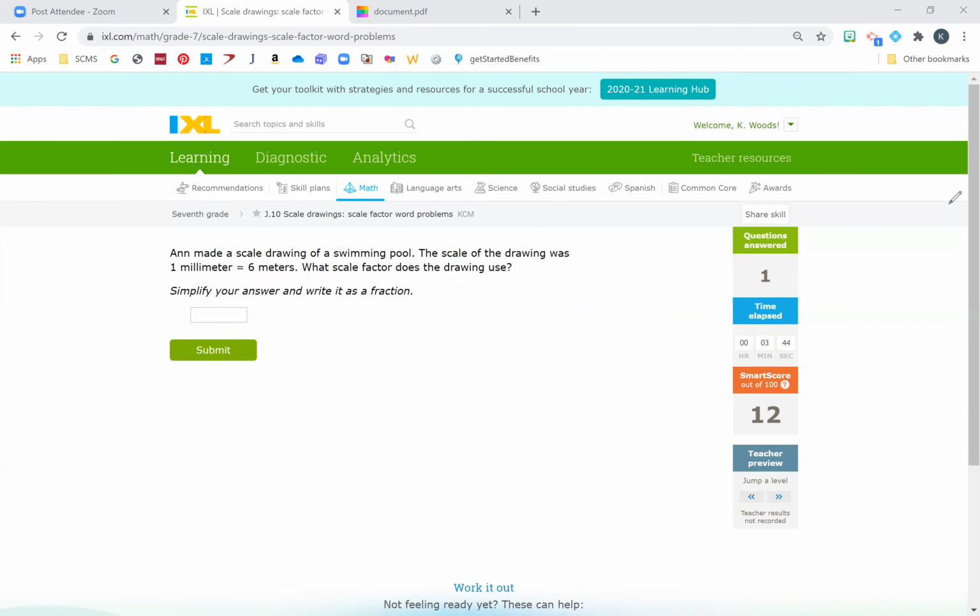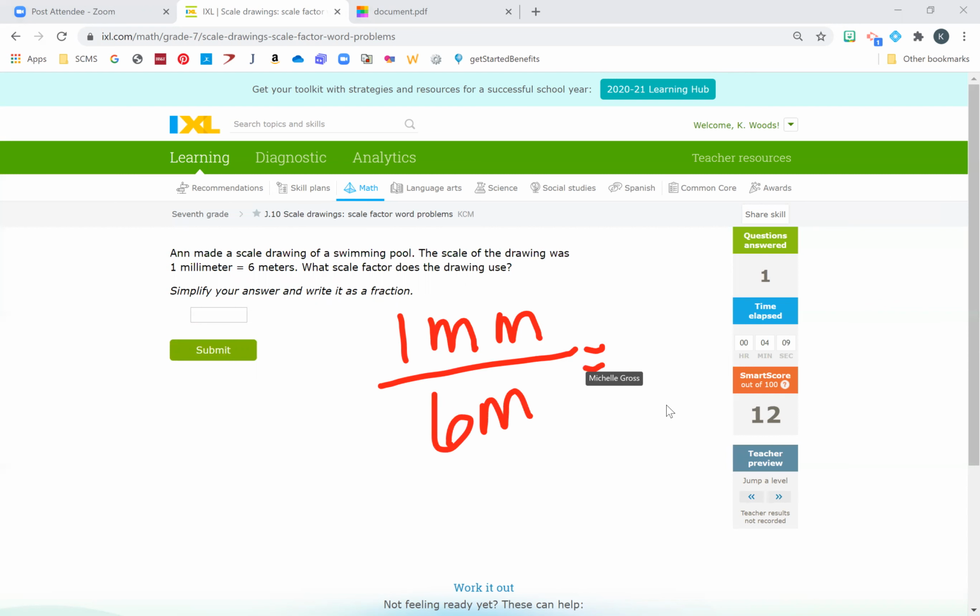All right, it says Anne made a scale drawing of a swimming pool. The scale of the drawing was 1 millimeter equals 6 meters. What scale factor does the drawing use? Again, millimeters are smaller than meters, so we're going to put that on top. I need to be able to edit there. There we go. So I'm going to put 1 millimeter is 6 meters, and we want to convert because we want to get them on the same unit. It is easier to convert meters to millimeters because there are 1,000 millimeters in a meter. So we would just times that by 1,000.